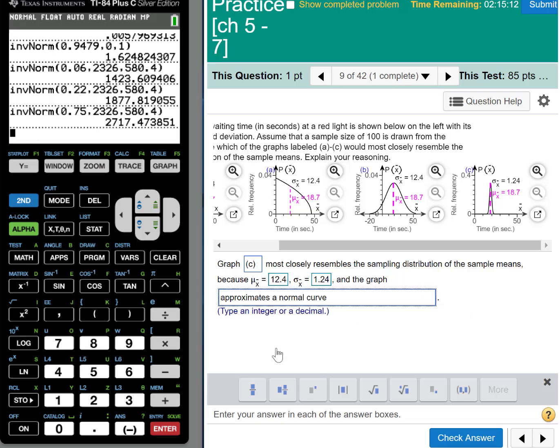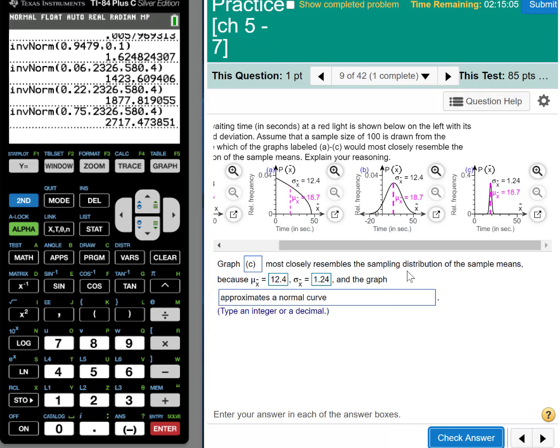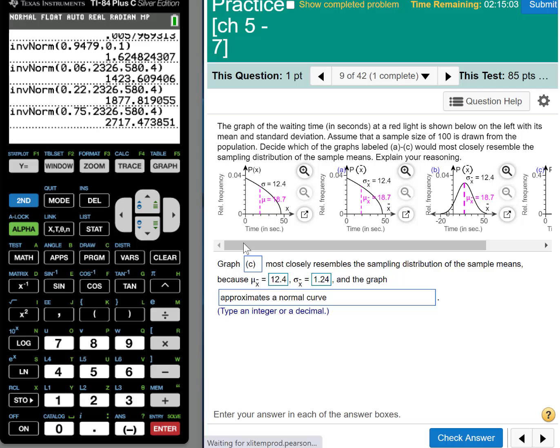And the shape is approximately a bell-shaped curve. Did we miss anything? Let's move to the next question.